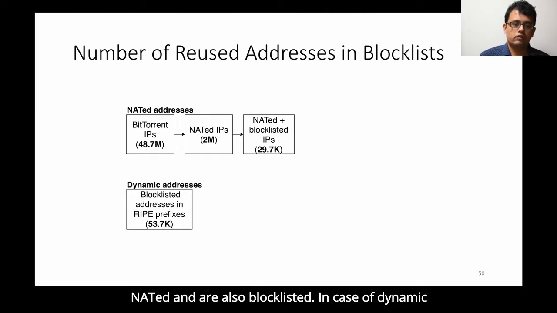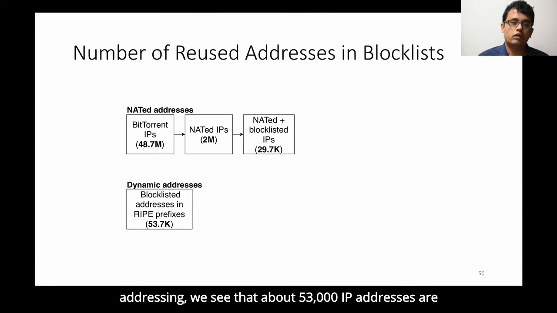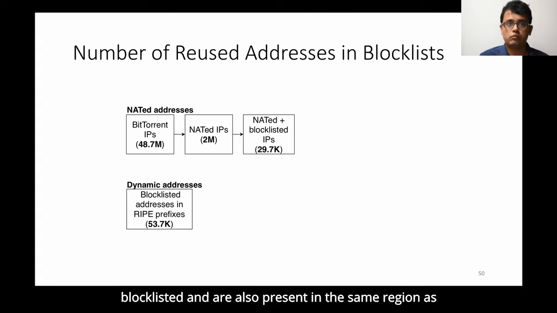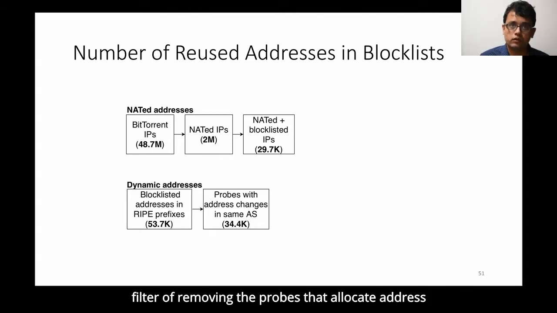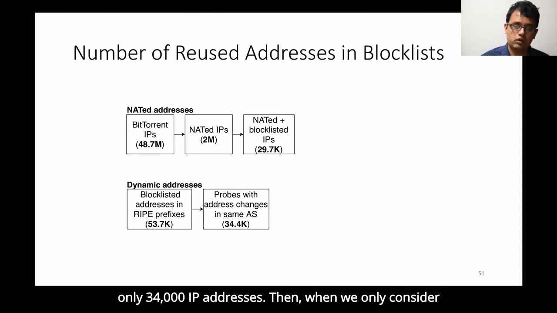In case of dynamic addressing, we see that about 53,000 IP addresses are blocklisted and are also present in the same region as that of RIPE Atlas probes. Now, when we apply the first filter of removing the probes that allocate addresses across different autonomous systems, we are left with only 34,000 IP addresses.